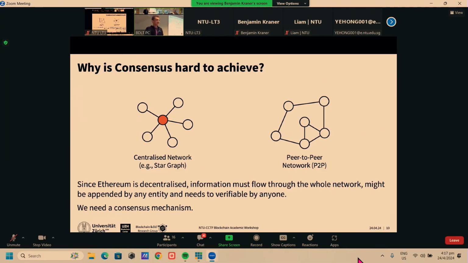So just as an example, if you take a look at the left network, it's a star graph. You have this orange node which controls everything. On the right side, you don't have this thing where peers are connected more independently among each other.